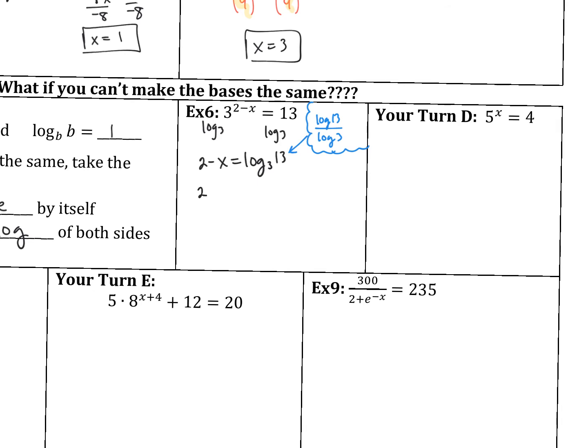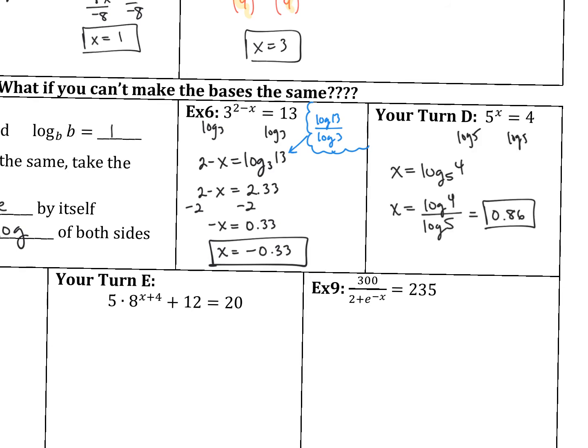So now I've got 2 minus x equals 2.33. All right, subtract 2 from both sides. I'll get negative x equals 0.33. And when I divide by negative 1, I get x equals negative 0.33. All right, your turn to try. Pause it, and then when you're ready, see if you got it right.